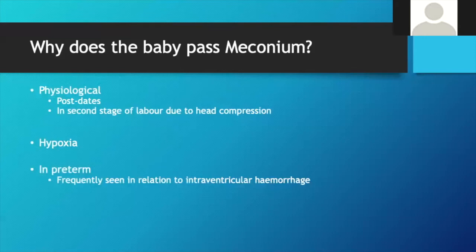So we said that babies pass meconium naturally if there's increased pressure on the head. What if there's intraventricular hemorrhage? That's basically increased pressure on the brain, no? So with intraventricular hemorrhage, they can pass meconium. Babies that have diarrhea, so their bowels are basically being forced to work because they have an infection.